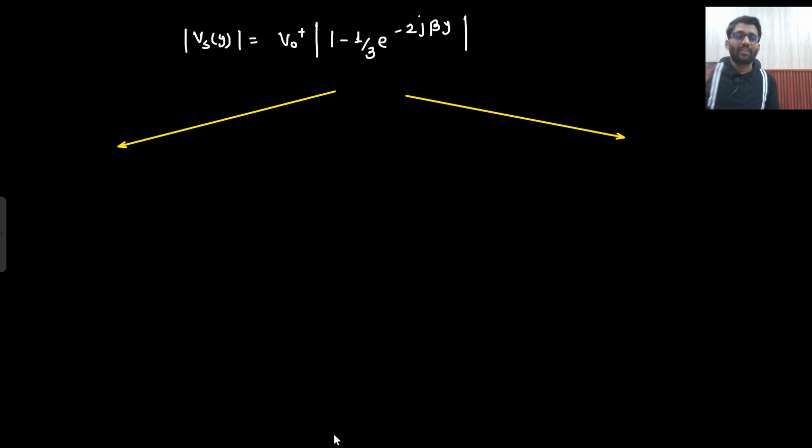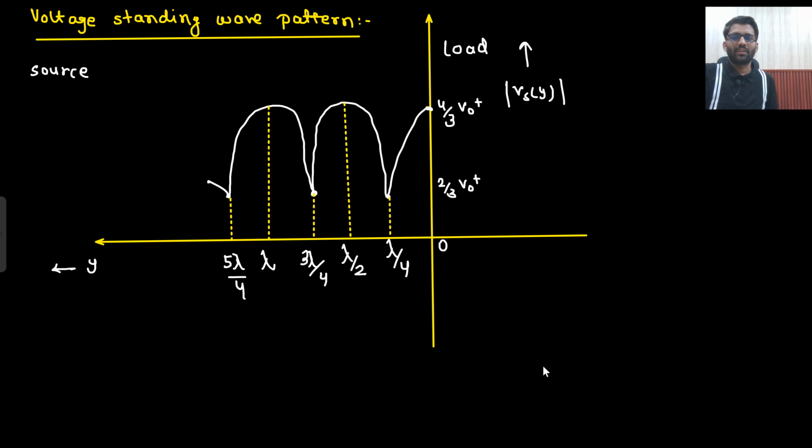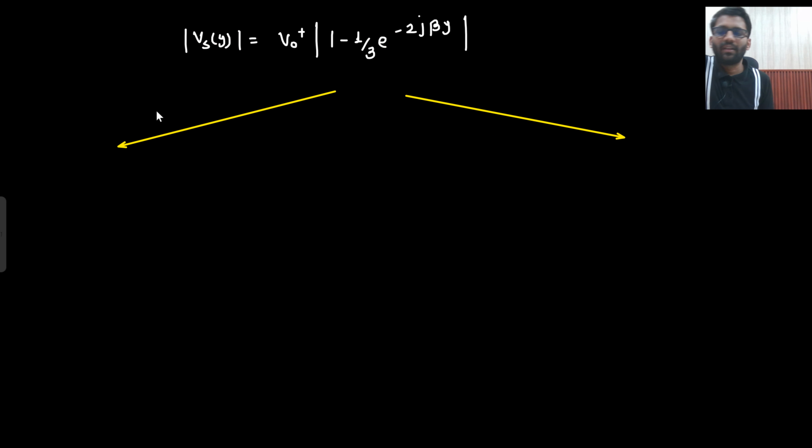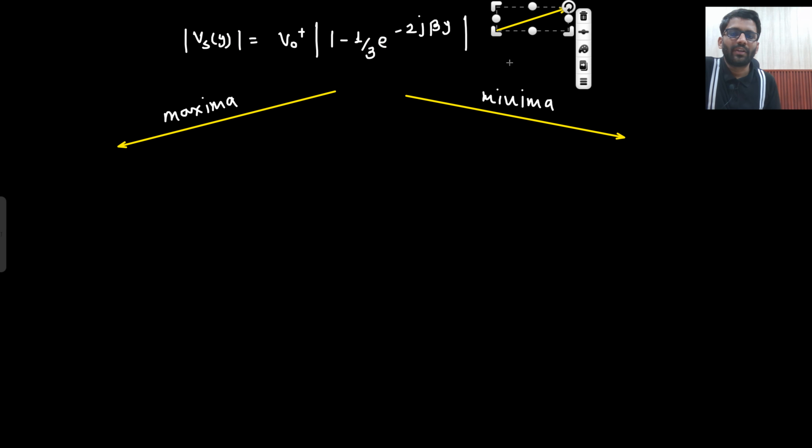So wherever there was maxima in the previous question, it would be minima, and wherever there was minima, it would be maxima, right? Why is it happening? Because the voltage reflection coefficient is negative. And why is the voltage reflection coefficient negative? Because ZL is less than Z0. So all these results we will certainly compile, but let's see the maxima first. And here we will see minima. And here we can directly see the maximum and minimum values.